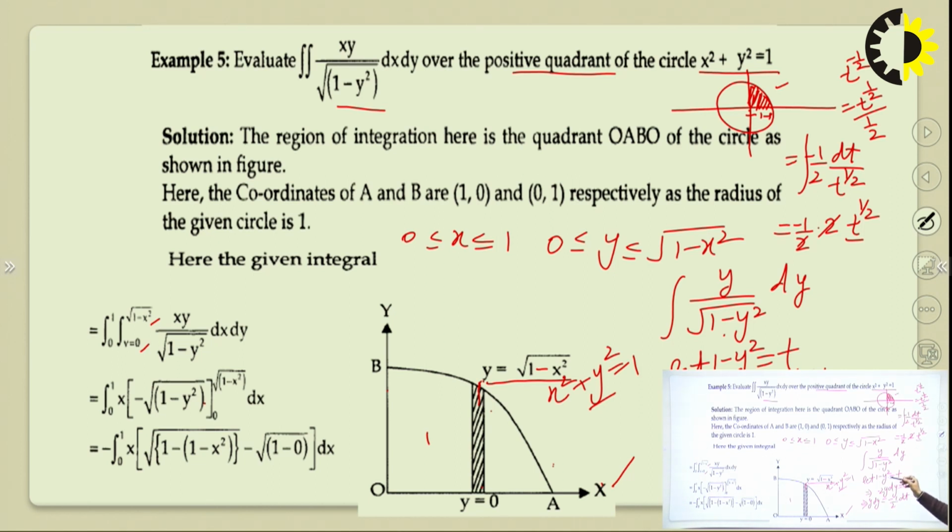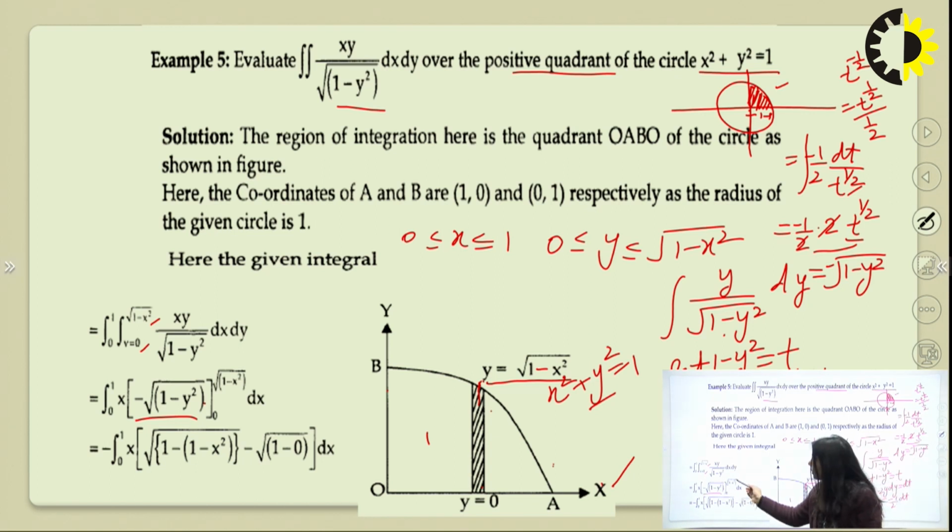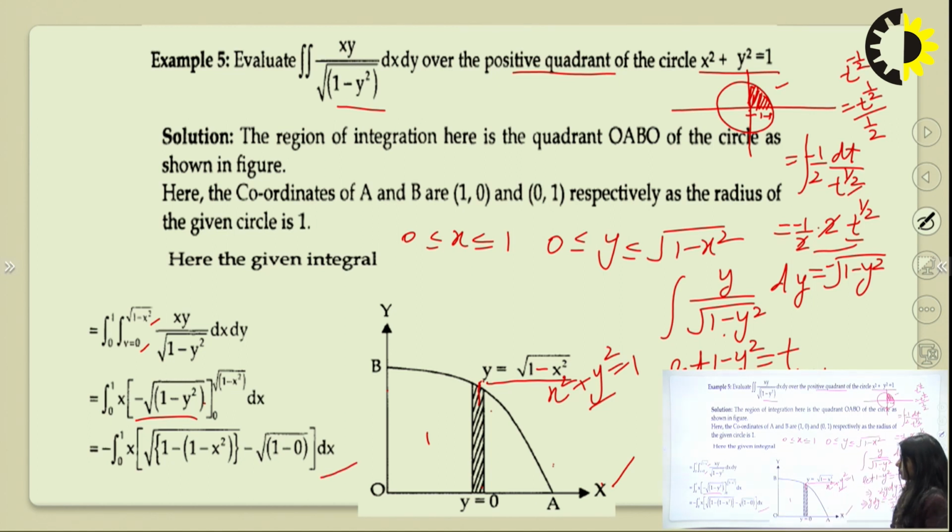The value of t is equal to 1 minus y square, so here it will be root of 1 minus y square. So the integration of this is equal to minus root of 1 minus y square. Now we will put the upper limit, root of 1 minus x square, and minus sign the lower limit. So this will be equal to this.